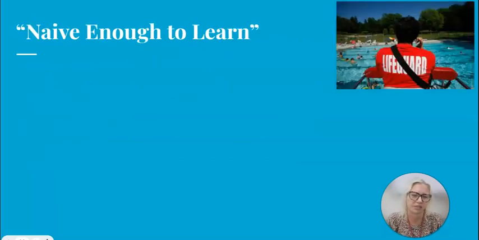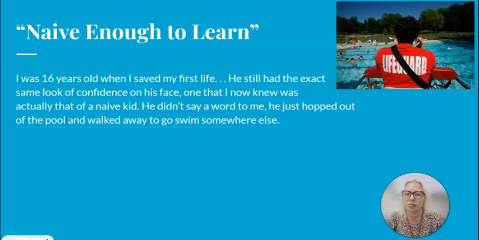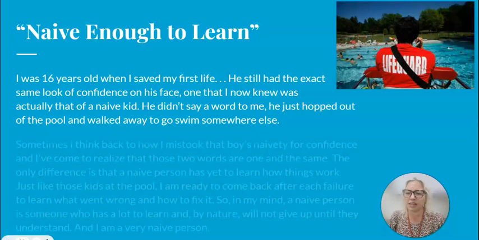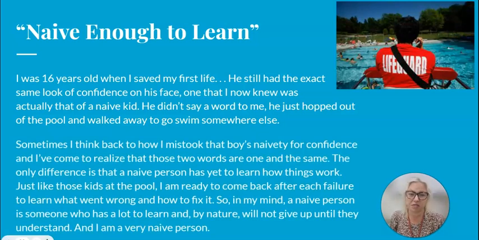So one of the best examples of this is that Naive Enough to Learn essay, which I already talked to you once about. It's the one where it starts off, I was 16 years old when I saved my first life, and he's talking about a kid who jumps into the pool with seemingly confidence, but really he was just naive, right? He didn't know how to swim, and he would have drowned had the narrator not been there. And by the end, he comes back to the idea of naivete, right? And he thinks about how, in my mind, a naive person is someone who has a lot to learn and by nature will not give up until they understand. And I am a very naive person.